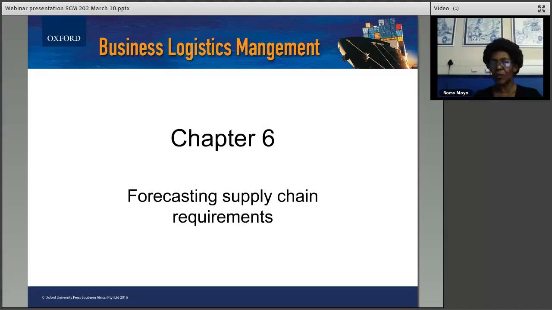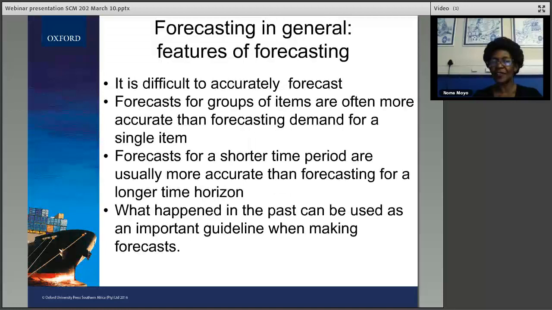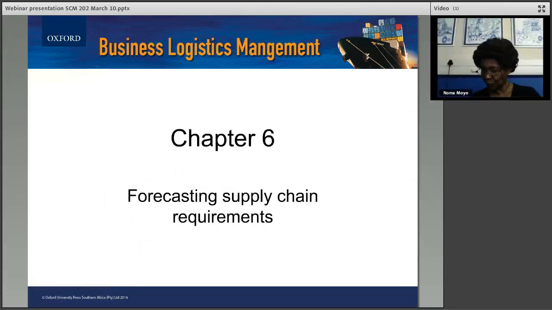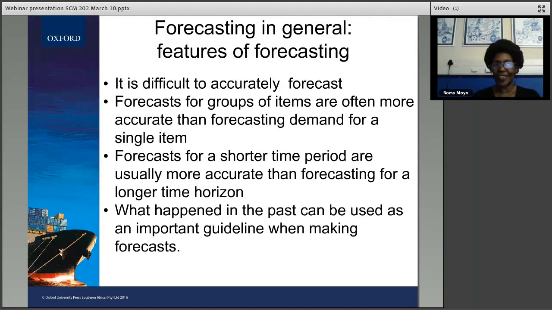That has helped you to answer some of the questions that we have there. Now we're going to chapter 6. Chapter 6 is forecasting. Chapter 6 talks about forecasting.